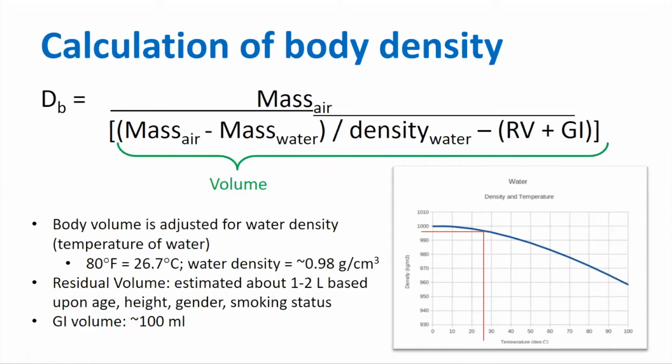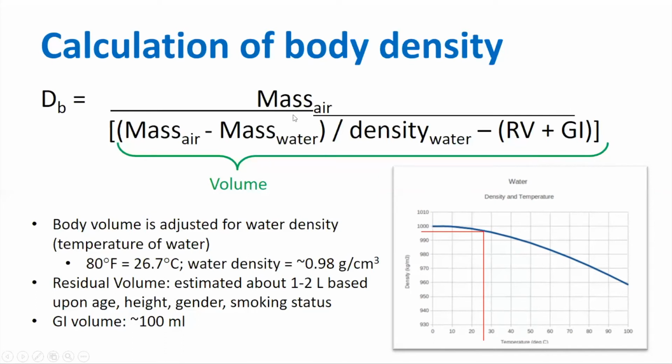We also need to take into account residual volume and the GI tract volume, or the gastrointestinal tract. Remember, when we exhale all of our air, we still have some air left in our lungs, and this is what we call residual volume. Residual volume is based upon the person's age, height, gender, and smoking status. We have a chart that we will use in lab to estimate the person's residual volume based upon their age and height. And then for the GI tract, for adults, we assume it's 100 mLs.